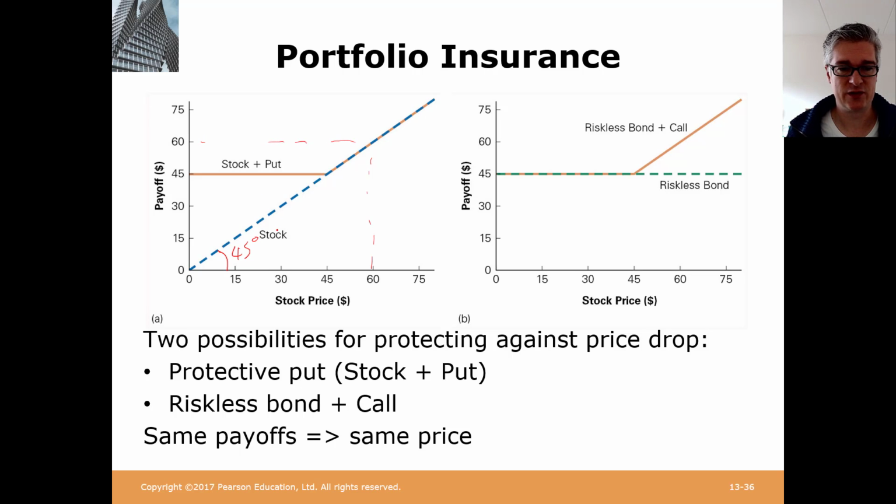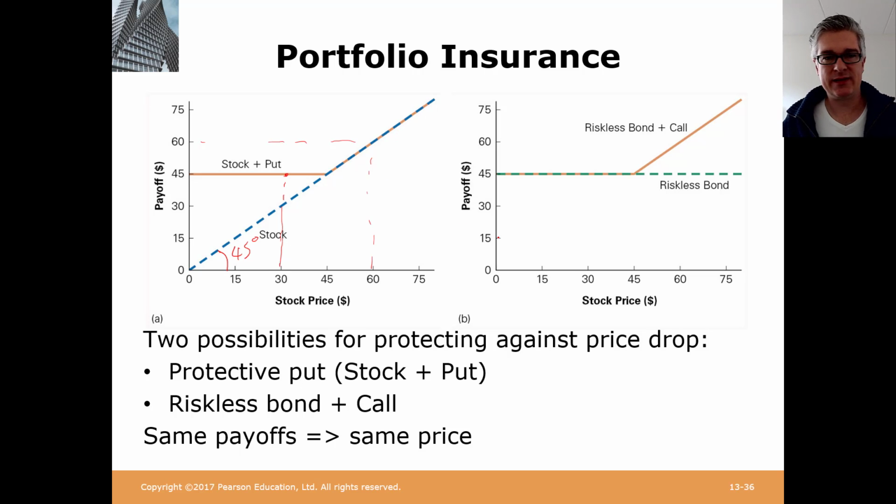And if the stock price drops below the exercise price, so for instance it drops to 30, well, you could sell it in the market for 30, but what you'll actually do is sell it in your put option contract, so exercise your put option to sell it for 45. So that means that your payoff for this protective put is simply going to be 45 unless the stock price is higher, and then you have the value of the stock.